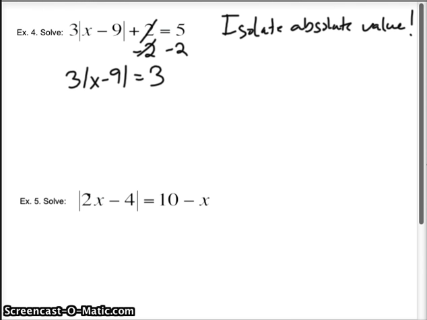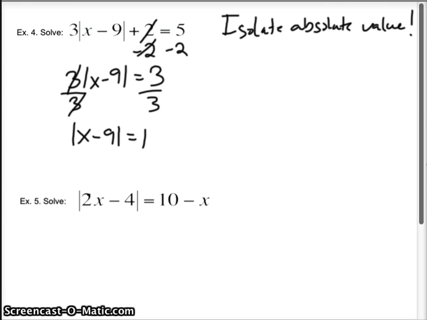Now, I still have that 3 multiplying my absolute value, so I need to take care of that. I'm going to divide both sides of my equation by 3. So the absolute value of x minus 9 equals 1. So I've taken care of that first step. I've isolated my absolute value. My absolute value is completely by itself.